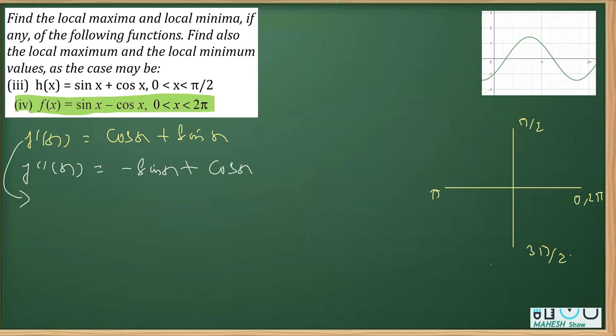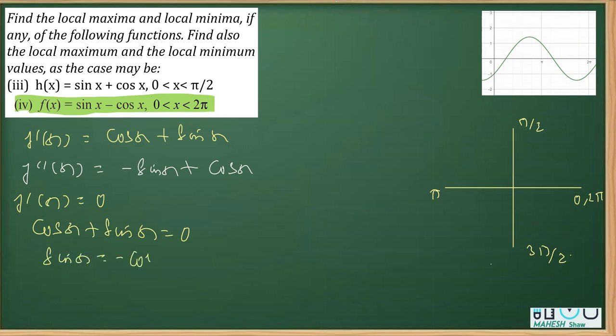Now from here, we'll equate f dash x with 0. For maximum or minimum, we put f dash x equal to 0. That means cos x plus sin x is equal to 0. That means sin x is equal to minus cos x, or we can say that tan x is equal to minus 1.